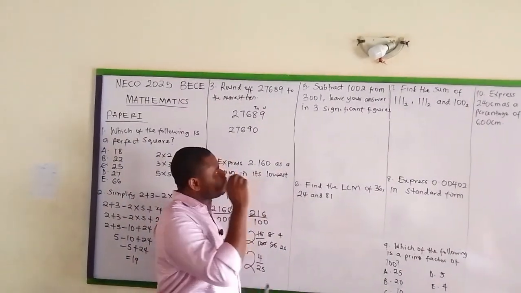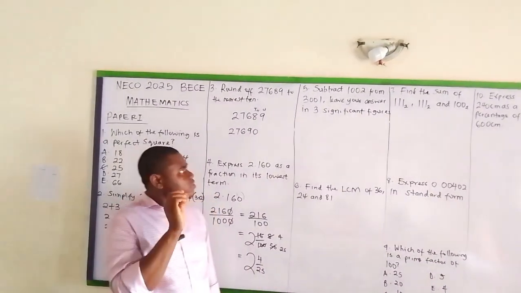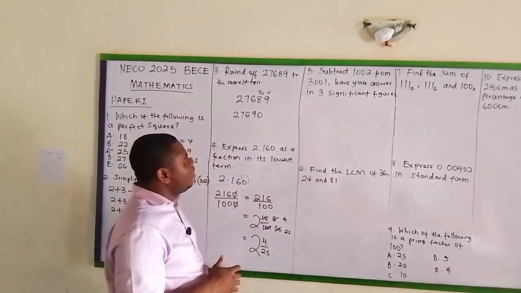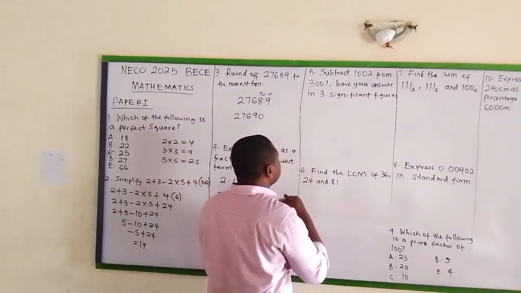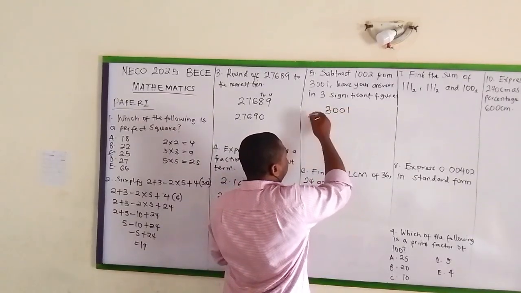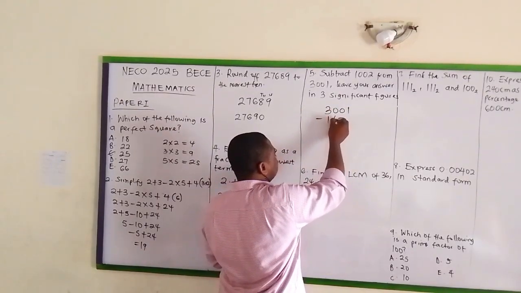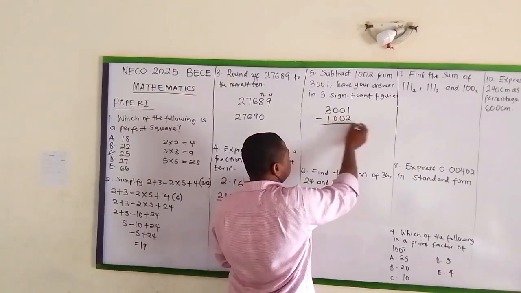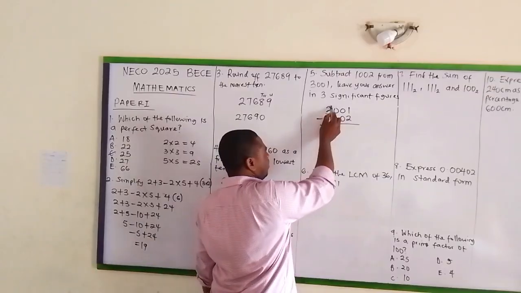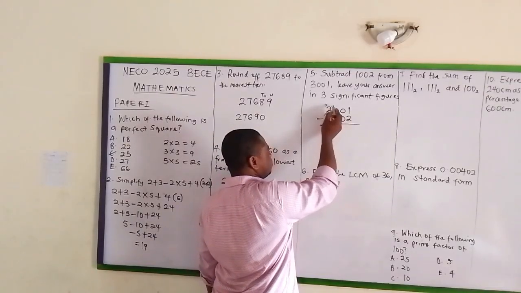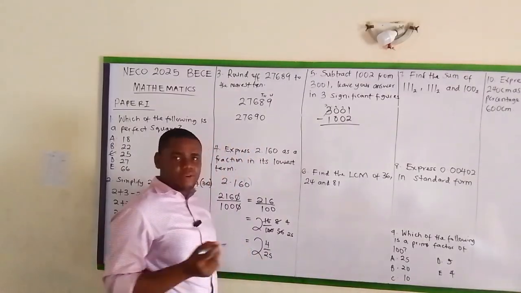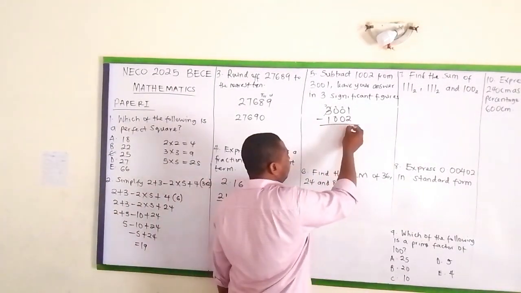Alright, let's go to question number 5. It says, subtract 1002 from 3001. Leave your answer in 3 significant figures. Alright, let's focus on the first part of the question, that says 3001 minus 1002. In this case, 1 minus 2 is not possible, so I'm going to take 1 from here. This will bring 2, 9, 9, and 11. So 11 minus 2 gives me 9.